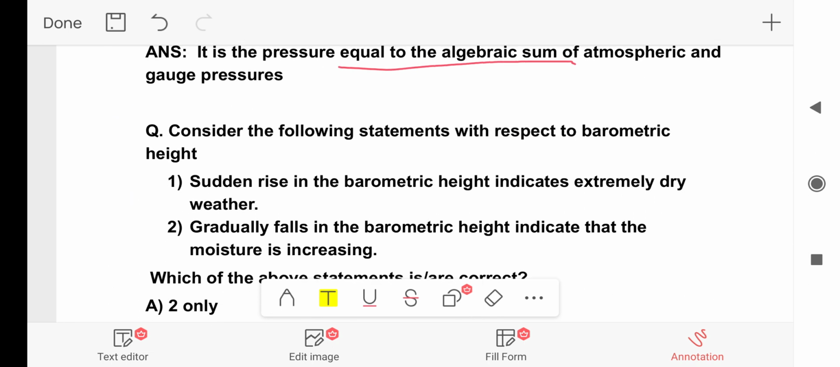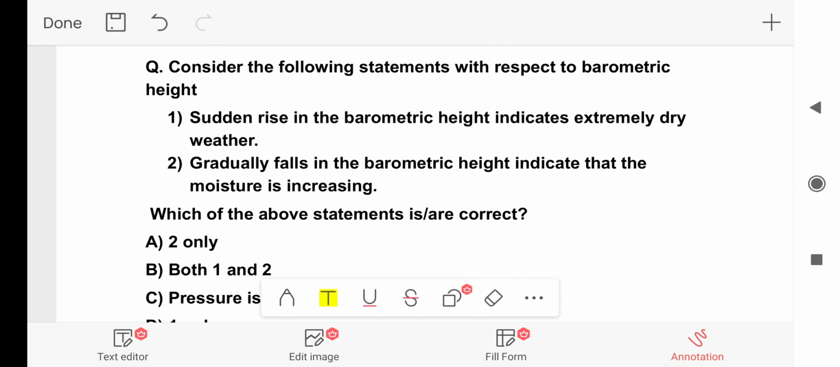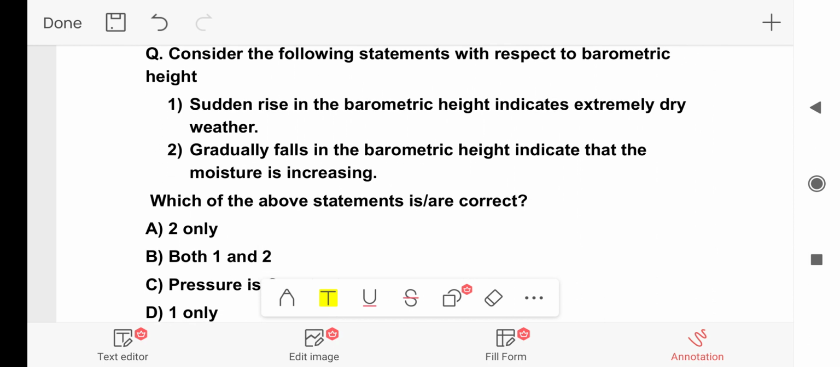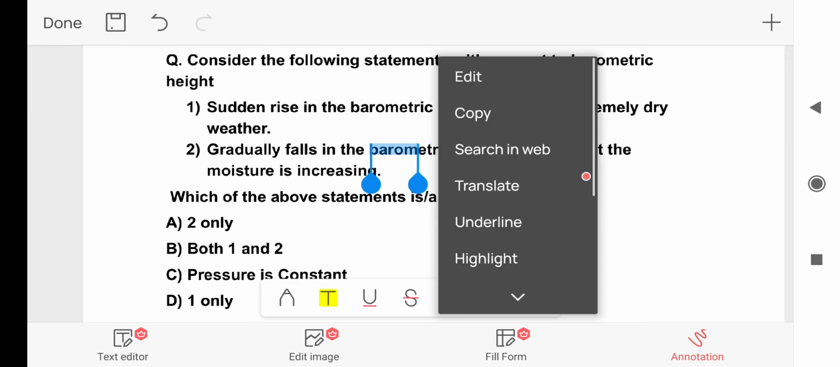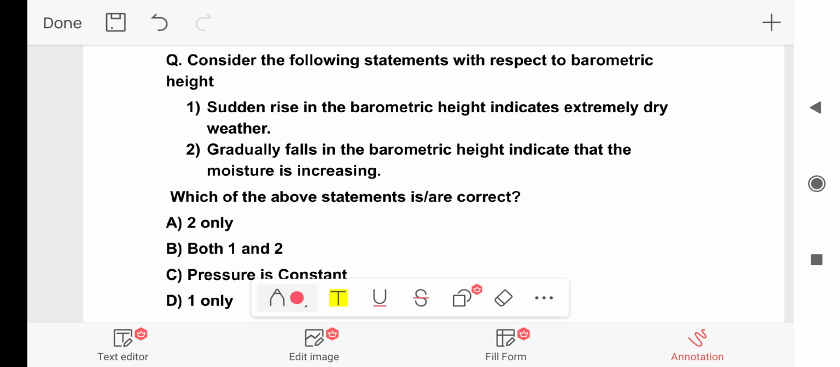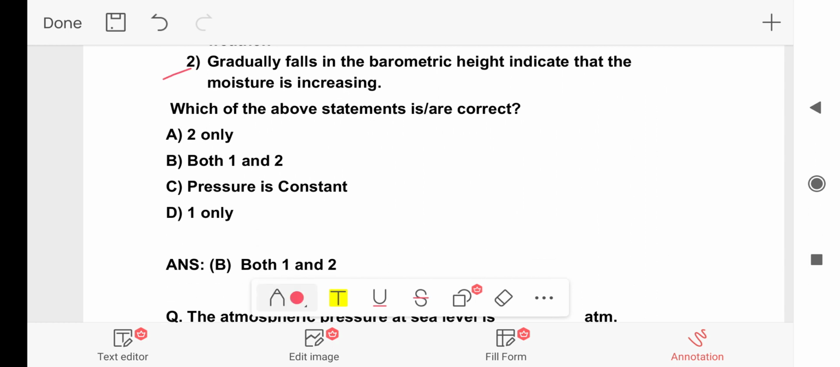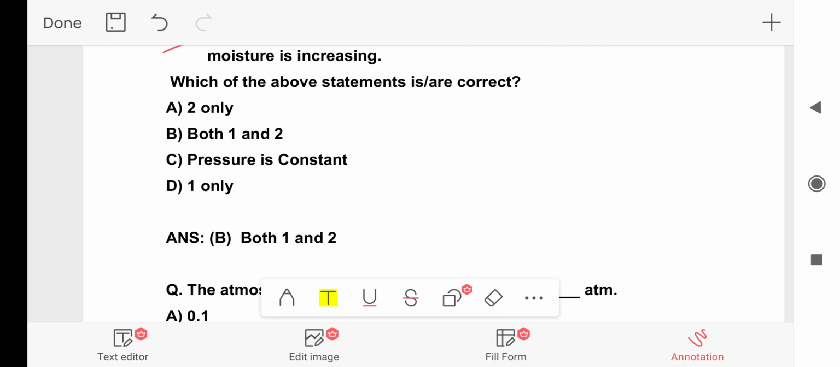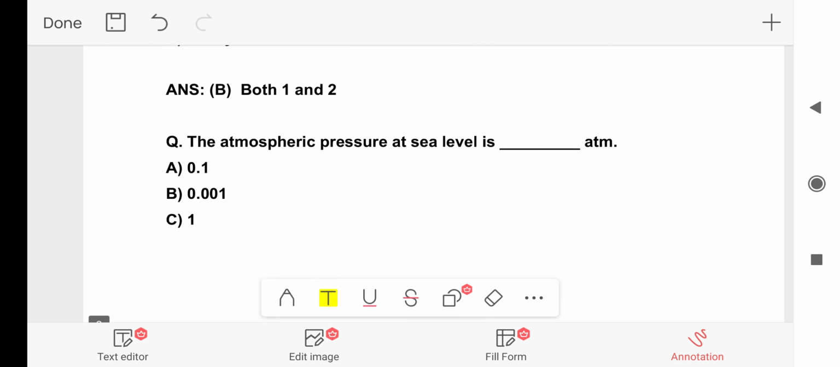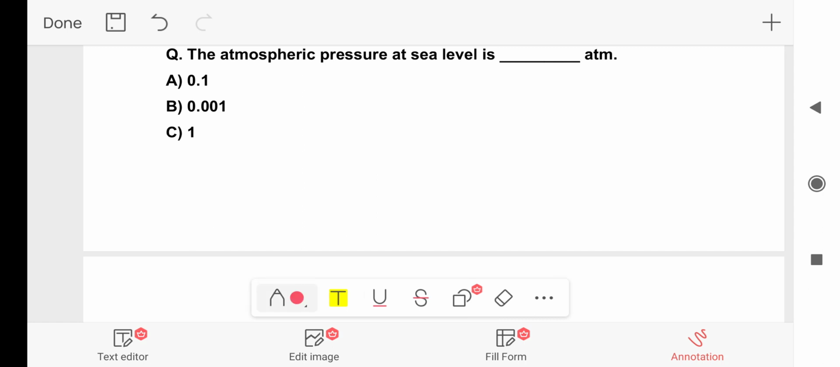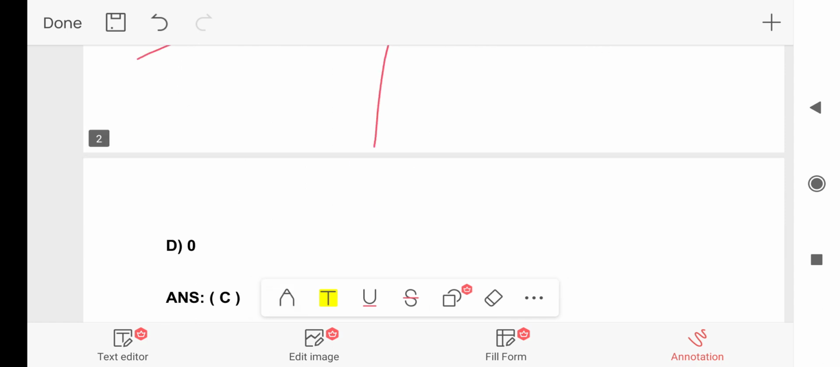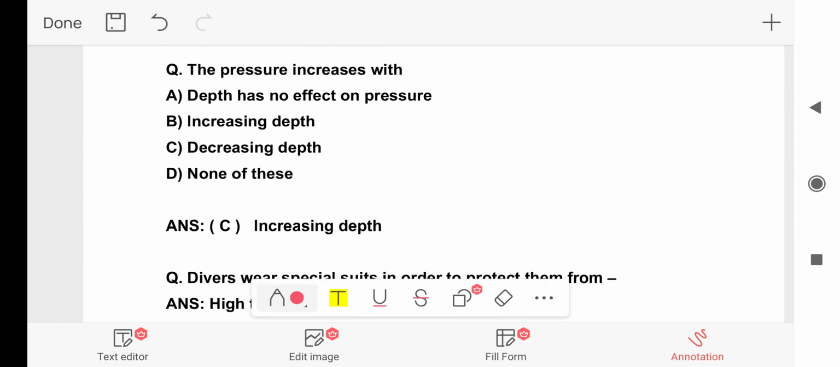Next, consider the following statements with respect to barometric height. The options are: sudden rise in the barometric height indicates extremely dry weather, and gradual fall in the barometric height indicates that the moisture is increasing. The answer is both 1 and 2. Both the statements are correct. Next, the atmospheric pressure at sea level is dash atmosphere. Answer is 1.